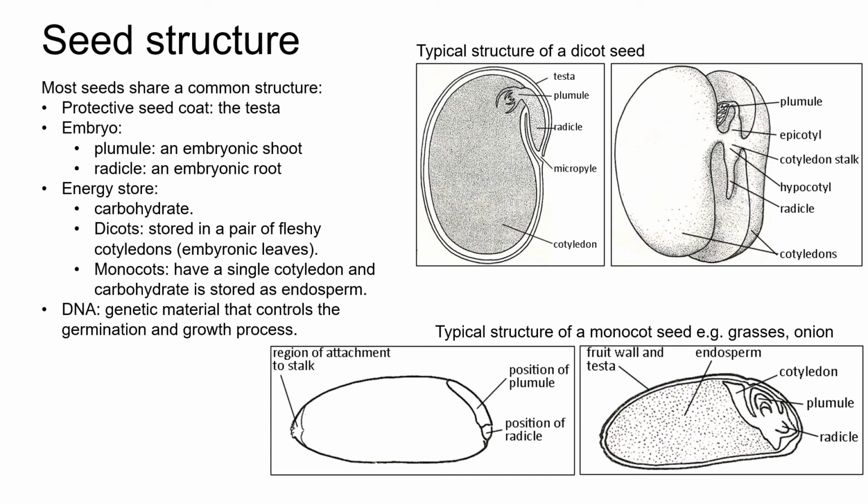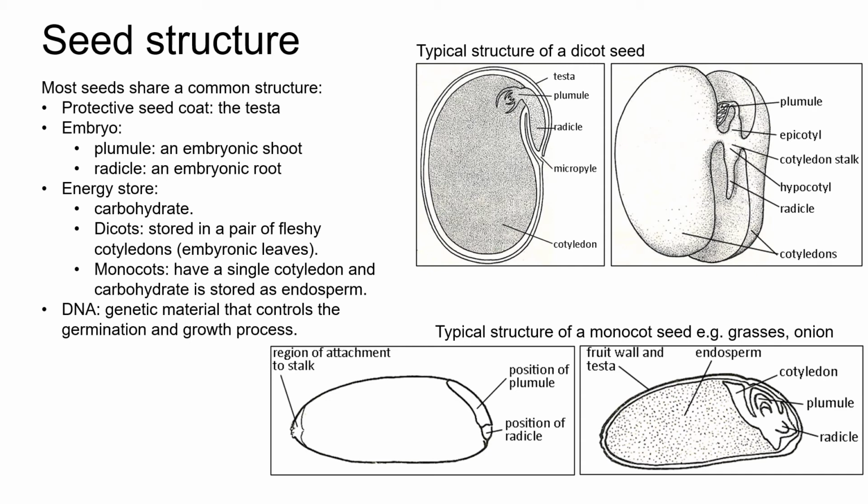Most seeds, except for extremely small ones, contain an energy store of carbohydrate. In the dicots, the carbohydrates are stored in a pair of fleshy cotyledons, which are embryonic leaves, and are the first leaves to emerge when the seedling emerges above ground.